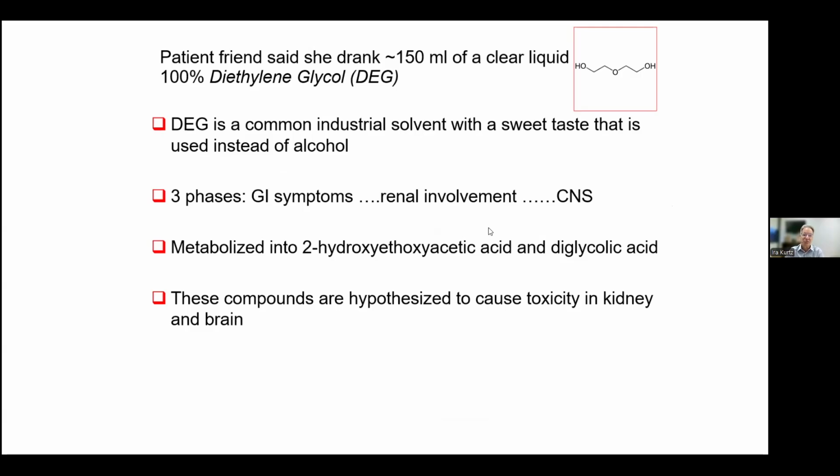And you always get these three phases: GI initially, then renal, then CNS. And the reason for the organic acidosis is you get 2-hydroxyethoxyacetic acid made with glycolic acid. So there's two organic anions that each come into the blood with a proton. That's why you get the elevated anion gap and the metabolic acidosis. And these compounds, these organic anions, are thought to be the cause of the toxicity in the kidney and the brain.